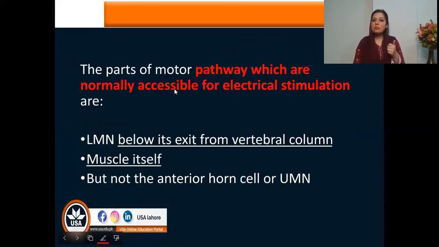The parts of the motor pathway which are normally accessible for electrical stimulation are basically the lower motor neurons, below their exit from the vertebral canal, and the muscle itself. We are not able to deal with anterior horn cells and upper motor neurons. We can't use electrical current over them. So where we can apply the current is basically the muscle or the nerves exiting from the spinal cord towards the muscle, the peripheral nerves.